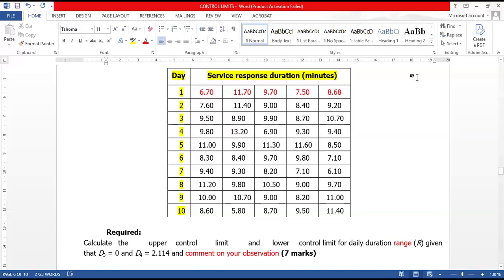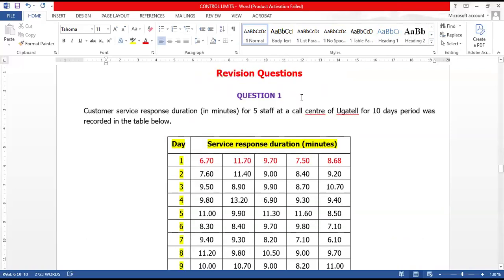Someone is saying it's December 2021. Yeah. Okay. This question 1, it's December. Someone is saying it's December 2021. Question 3B.